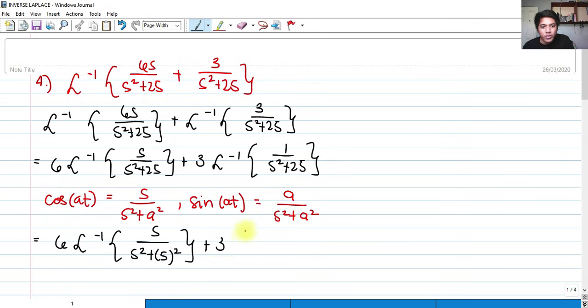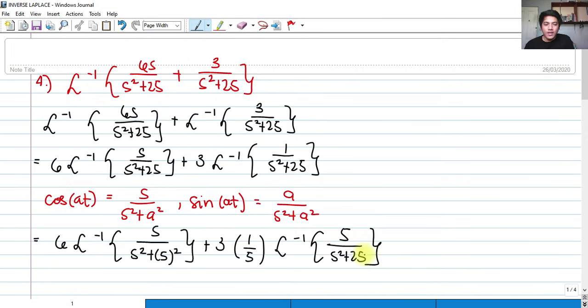So what I'm going to do is multiply and divide by 5 over 5, so that this 5 I can let inside the numerator. So we have 5 over s squared plus 25, and this would be replaced by 1.